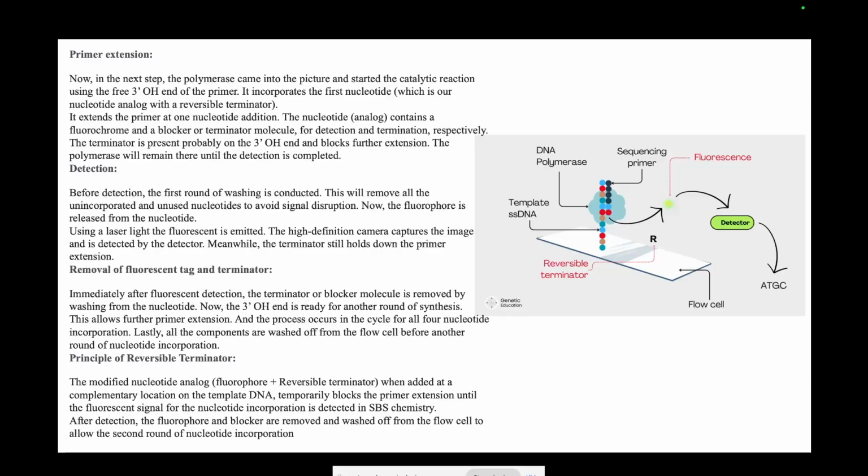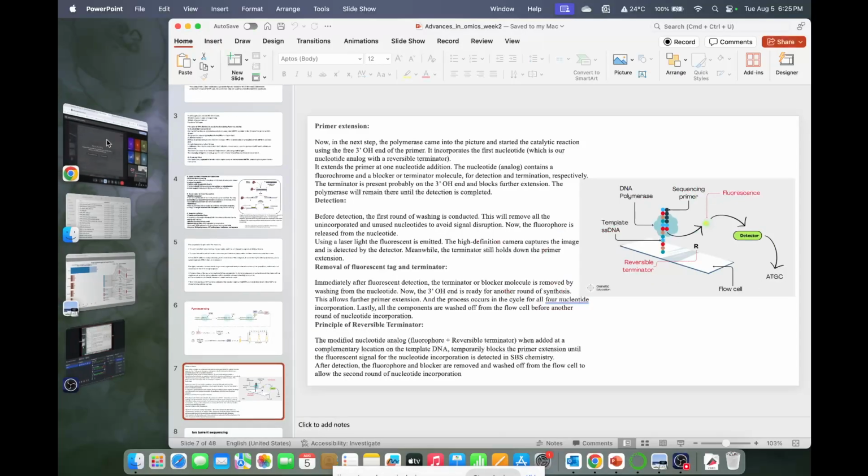But there can be cases where you can do this combination, this addition of the nucleotides, then release of a signal, then again addition of the second nucleotide, like that. So that is what is known as reversible termination, right? Before detection, the first round of washing is conducted, and this will remove all the unincorporated, unused nucleotides to avoid signal disruption. Now, the fluorophore is excited using a laser light, and the emission is captured using a high definition camera. Now, once this has happened, either the reaction will stop or you can somehow remove the fluorophore and then continue with the reaction.